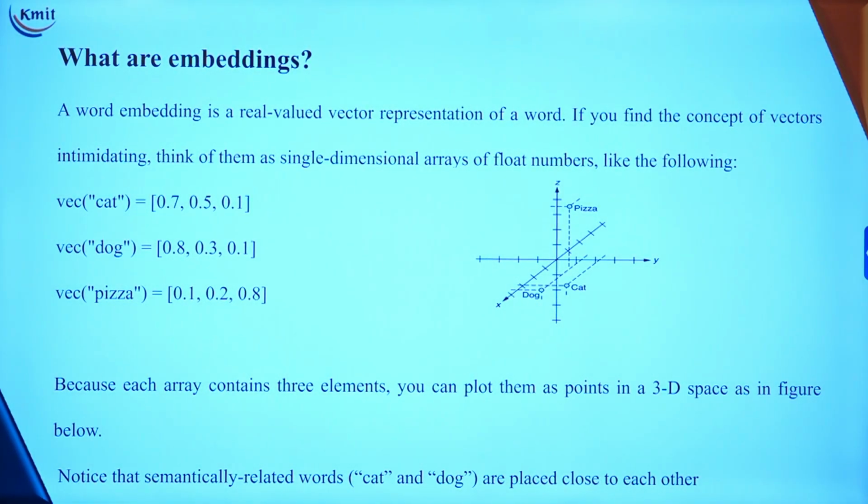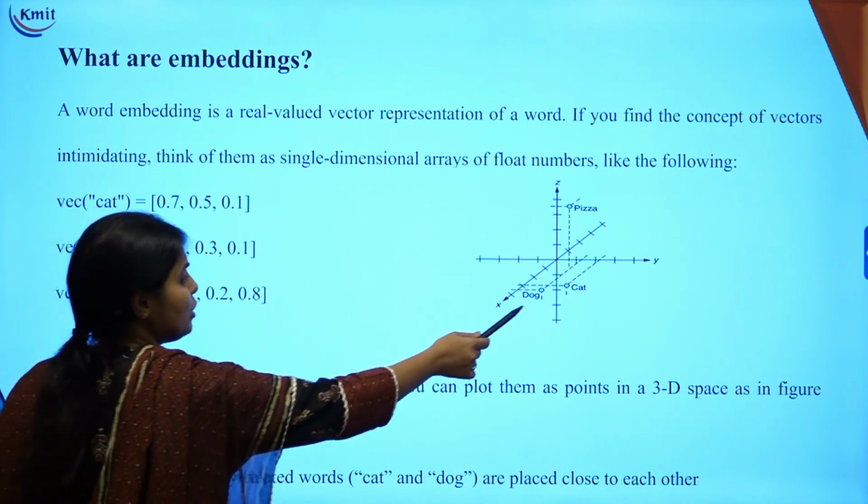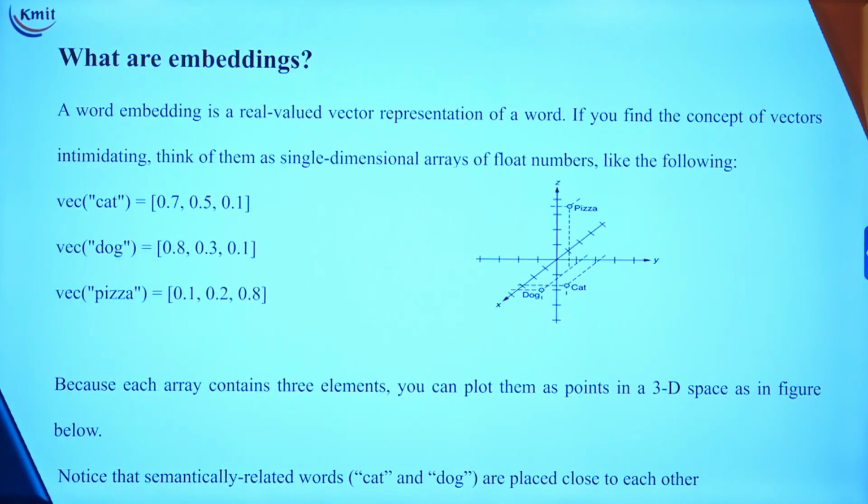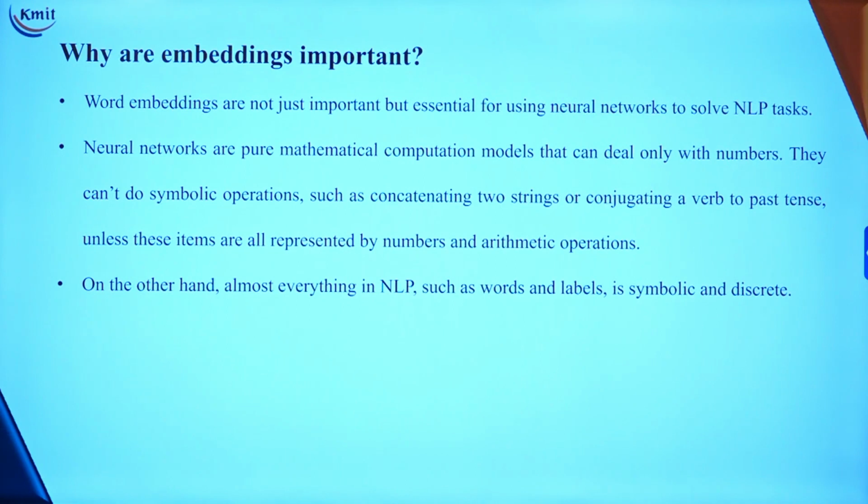So I have divided these 3 words into an array of 3 elements each, such that I can plot them in the 3D space, and I can see that dog and cat belong to the same category, hence they are placed close to each other. So here I call dog and cat semantically related words, right? This is what we have seen in the last class, and we have also seen why word embeddings are important.